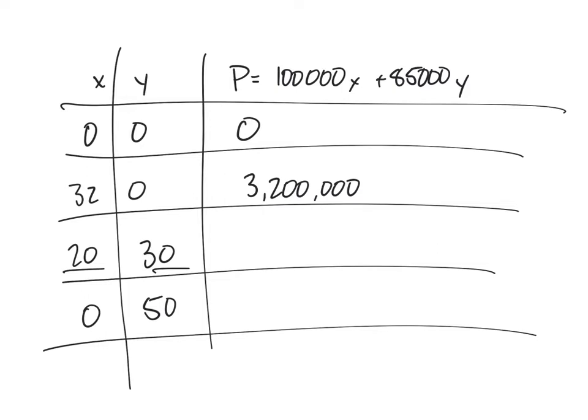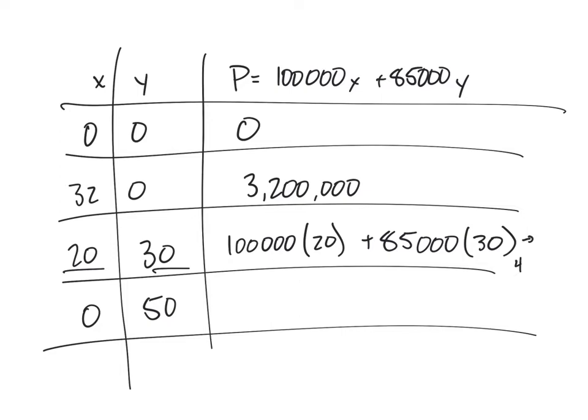I'm actually going to write that one out. So, 100,000 times 20 plus 85,000 times 30. And that one gives me $4,550,000. These are all in dollars. And then the last one is 85,000 times 50. What do I get? 4,250,000.